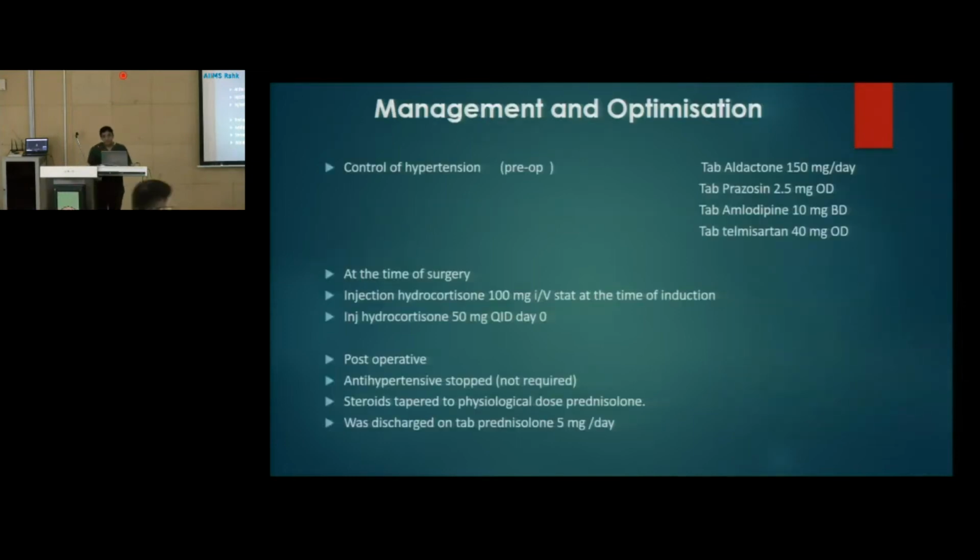Following this, the patient was optimized and managed initially by the endocrinology team, and the hypertension was controlled. She was started on 4 antihypertensives: tablets aldactone, prazosin, amlodipine and telmisartan. Due to the chronic suppression of her hypothalamic-pituitary-adrenal axis, at the time of surgery she was given injection hydrocortisone 100 mg IV stat at induction, and in the peri-op period she received injection hydrocortisone 50 mg QID. Post-operatively, in follow-up, the patient's antihypertensives were stopped and are not required now, and steroids have been tapered to the physiological dose of prednisolone, that is 5 mg per day now.